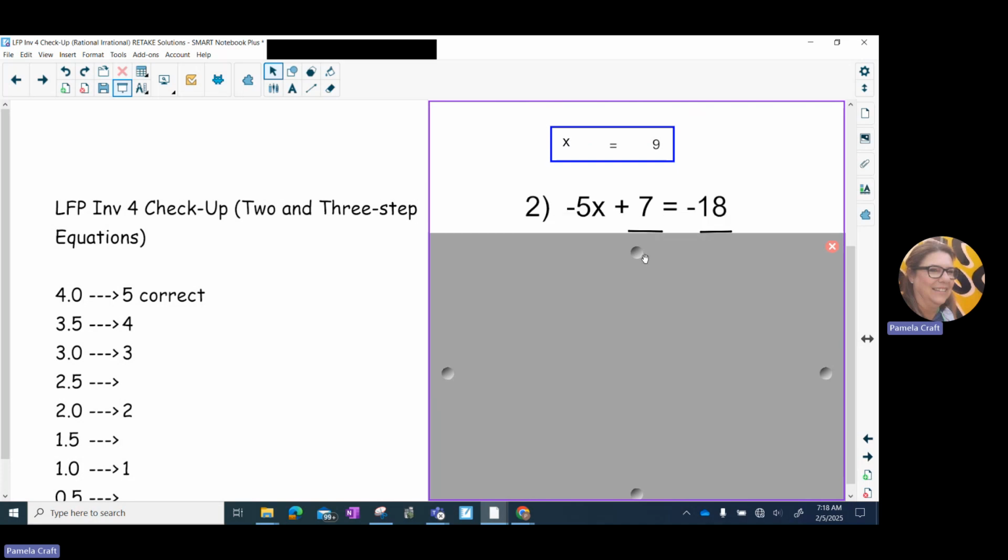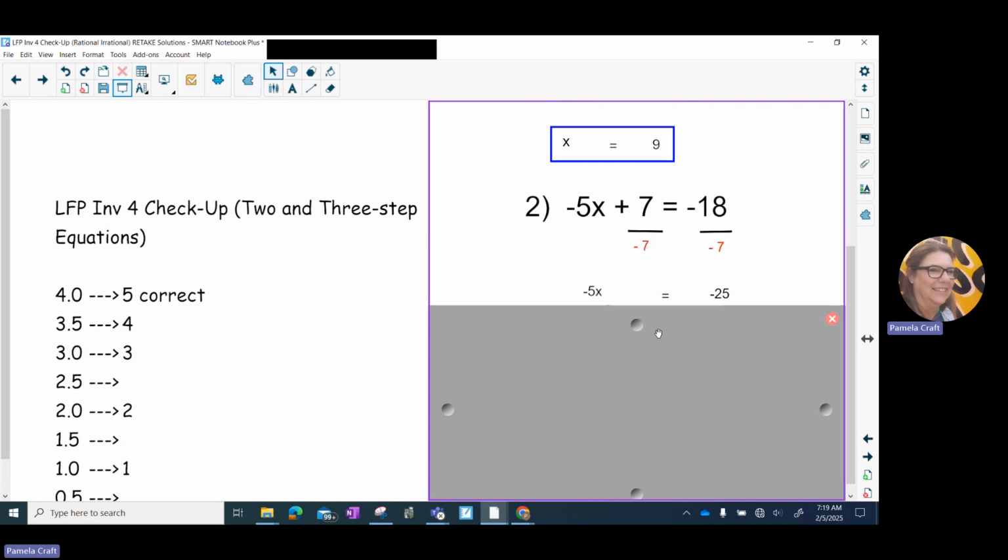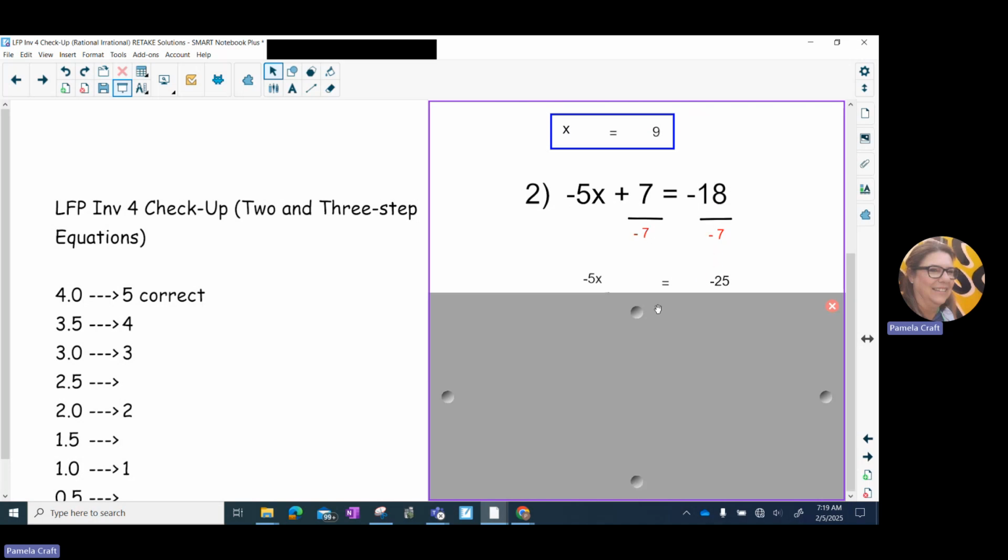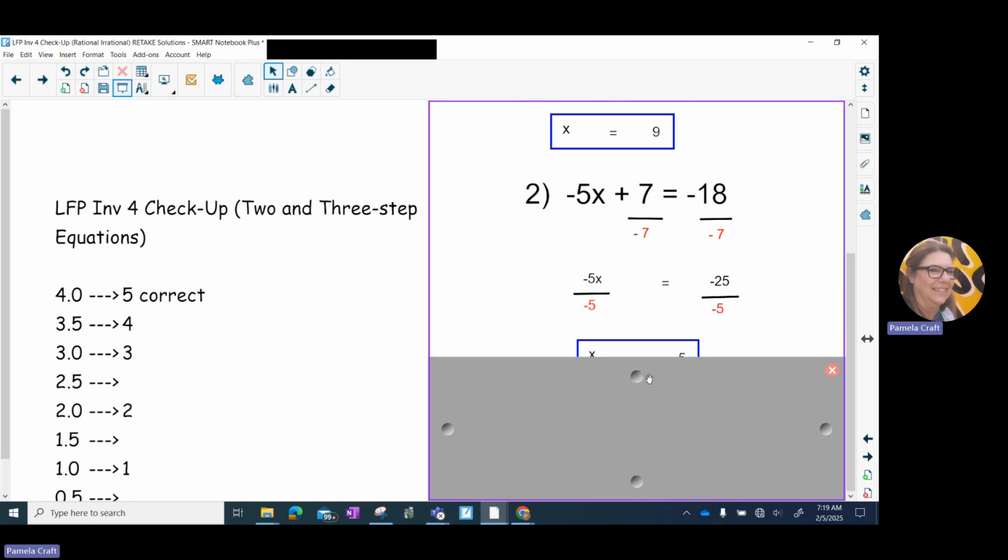Number two is negative 5x plus 7 equals negative 18. We have addition happening and multiplication. So we're going to first get rid of the addition by subtracting 7 from both sides. And I get negative 5x is equal to negative 25. Now I have to get rid of the multiplication, and I do that by dividing both sides by negative 5. And I get 1x is equal to a positive 5. Negative 25 divided by negative 5 is positive 5.